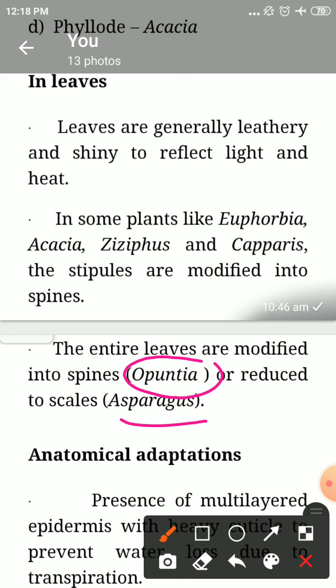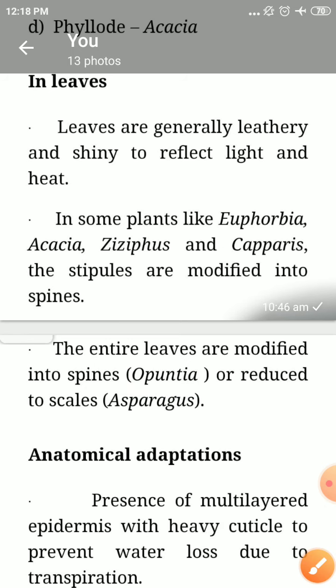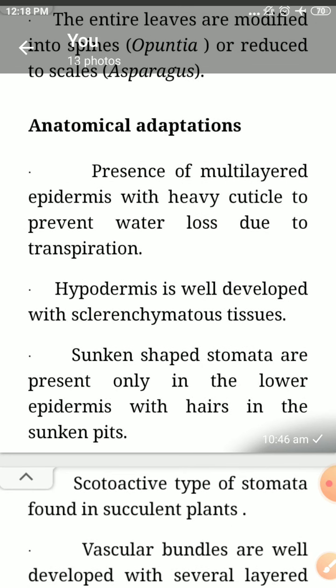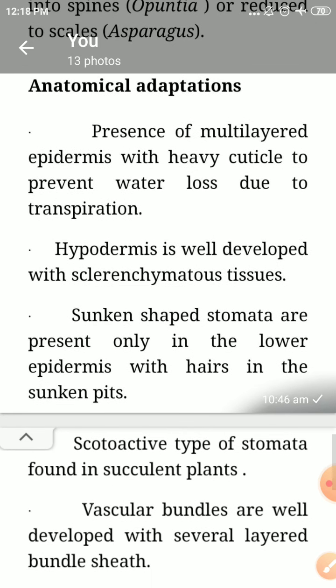They are reduced to scales in the asparagus plant. So this is all about morphological adaptations in the stem, root and leaves. Now we have to discuss the anatomical adaptations.